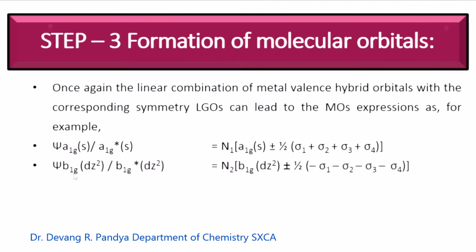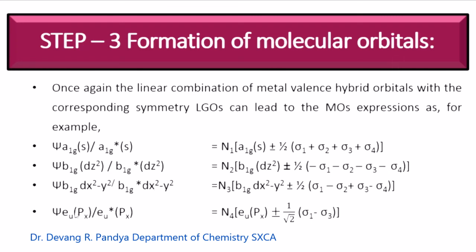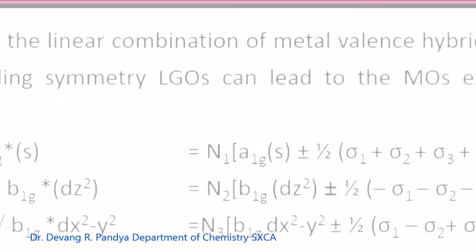Similarly, the second molecular orbital is for dz square. This is N2, the second normalization constant, and ABMO and BMO are represented over here. That is another B1g. This is a partial interaction. This is complete overlapping, that is for dx square minus y square BMO and ABMO, and that can be represented in this way. Similarly, for doubly degenerate px and py, two wave functions associated with BMO and ABMO can be represented in this manner, and N4 and N5 are the normalization constants associated with this molecular orbital wave function quantum mechanically.